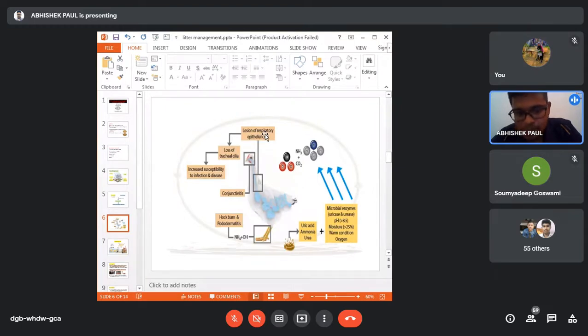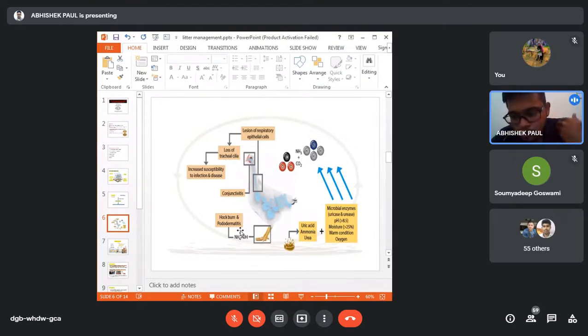As well as respiratory diseases, the second condition is that they will suffer from eye problems. Eye problems means there will be conjunctivitis and all, because of the free ammonia. The third one is that they will suffer from certain leg problems also. Leg problems means this ammonia will cause burns, some burn injury type lesion in the feet. So it is called hock burn and pododermatitis. So these are the diseases. No need to remember all this, but you should know the consequences of the ammonia.